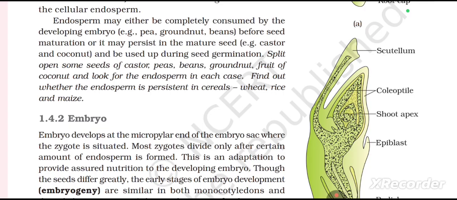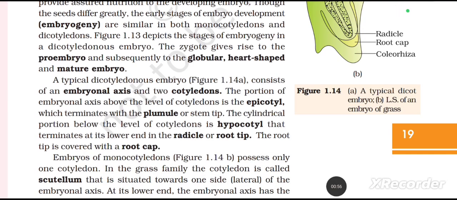Embryo. Embryo develops at the micropylar end of the embryo sac where the zygote is situated. Most zygotes divide only after a certain amount of endosperm is formed. This is an adaptation to provide assured nutrition to the developing embryo. Though the seeds differ greatly, the early stages of embryo development, embryogeny, are similar in both monocotyledonous and dicotyledonous embryos. The zygote gives rise to the proembryo and subsequently to the globular, heart-shaped and mature embryo.